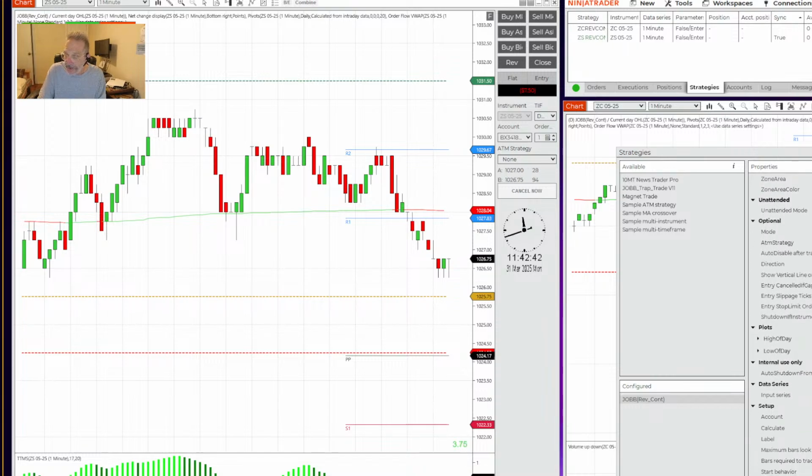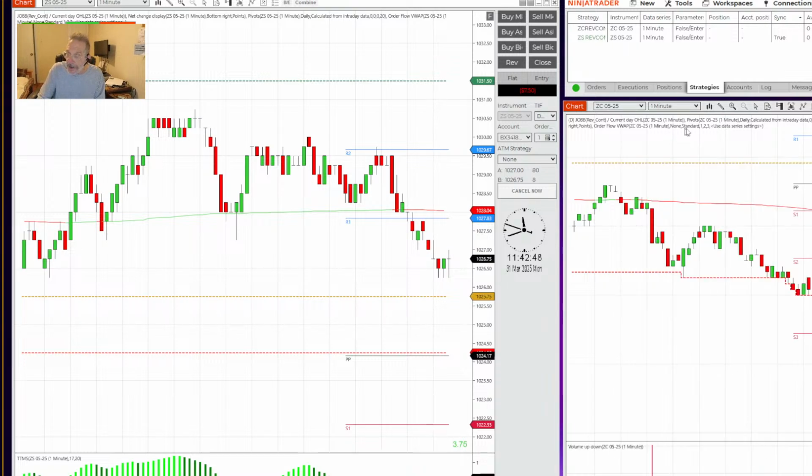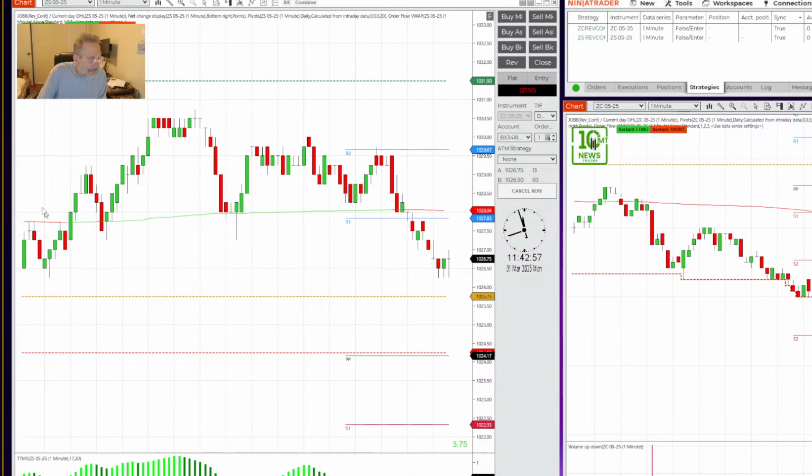I have a couple of different prop accounts. You just have to make sure that your software is chosen to trade on the account that you're watching on Chart Trader, or you won't see the orders when the trade takes place.